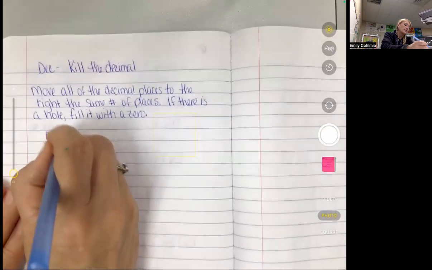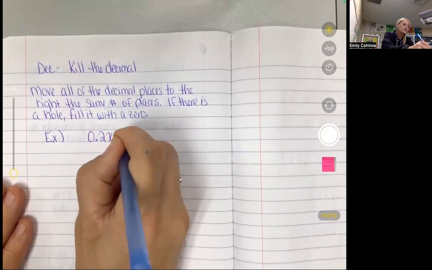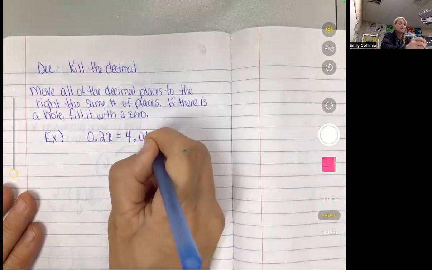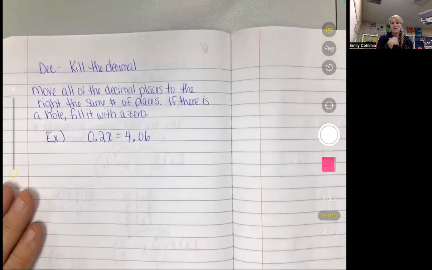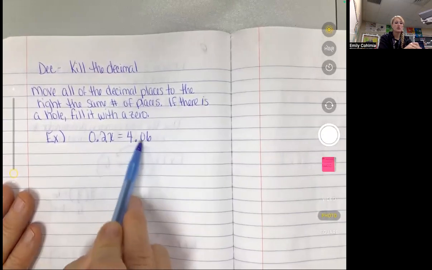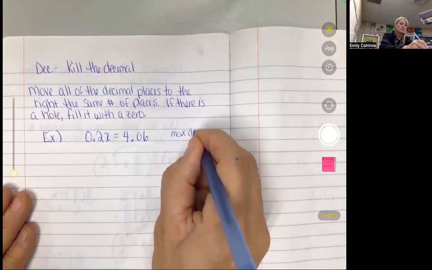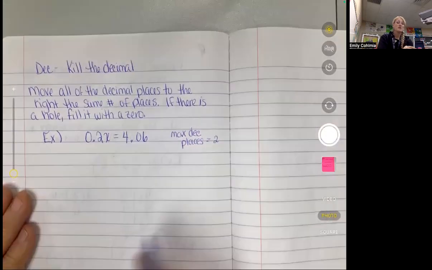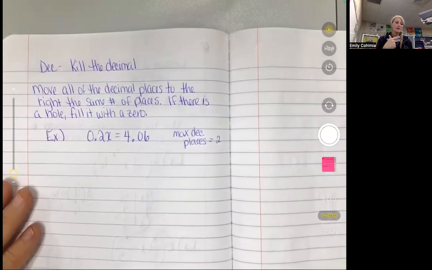So let's see what that looks like. Let's say we have 0.2x equals 4.06. What we do is we find the maximum amount of decimal places. This one has 1 decimal place. This one has 2 decimal places. So the maximum amount of decimal places is 2.